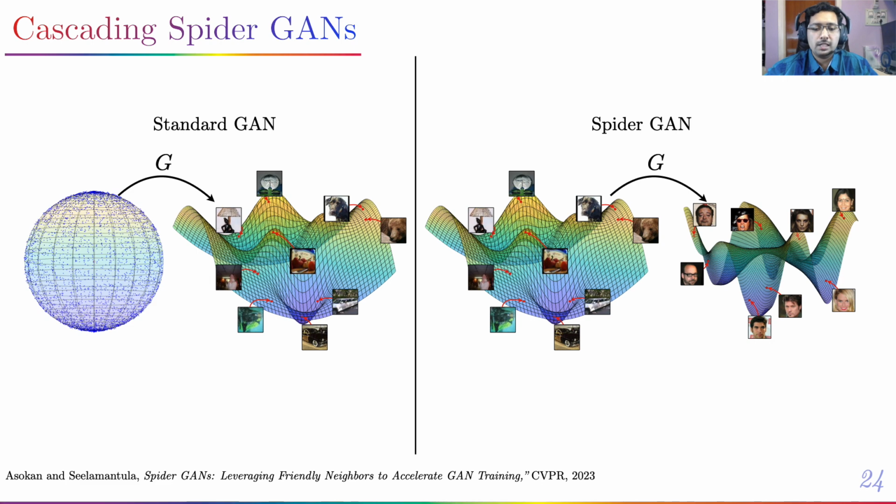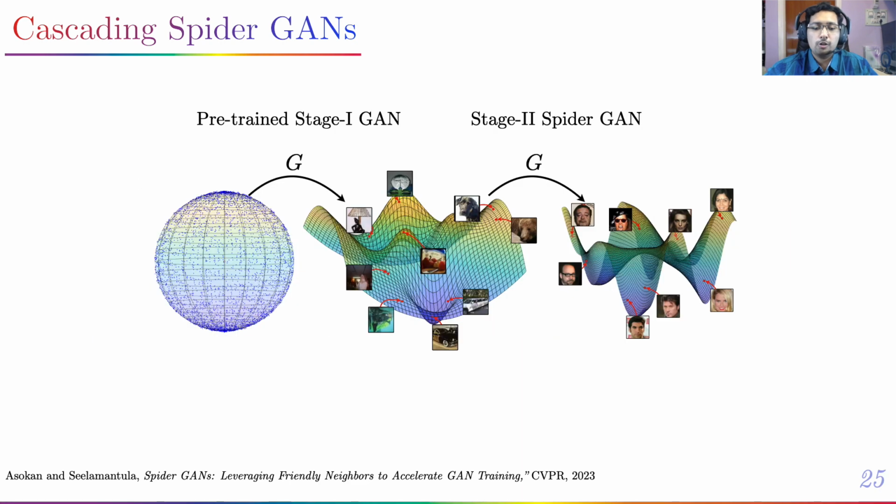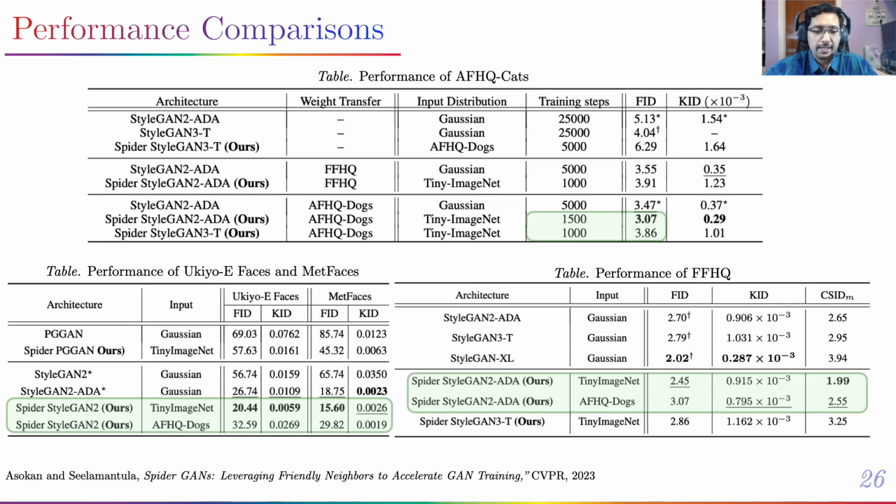We also explored utilizing this framework to come up with a novel variant of transfer learning. We developed cascading versions of SpiderGAN where the output of a pre-trained existing GAN generator could be leveraged to accelerate training a subsequent stage. Here, instead of transferring weights, which one could still do, we transfer the input distribution. Cascaded SpiderGANs on small datasets such as FFHQ, AFHQ cats, MetFaces, ukiyo-e faces, etc. results in state-of-the-art performance in a fifth of the training time.